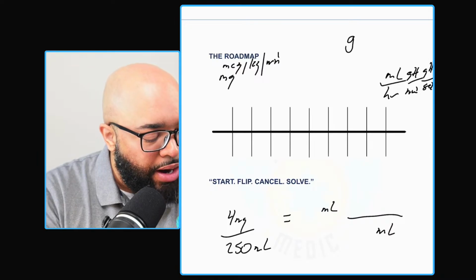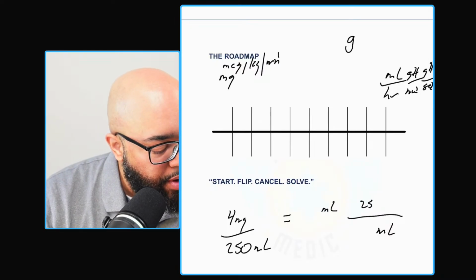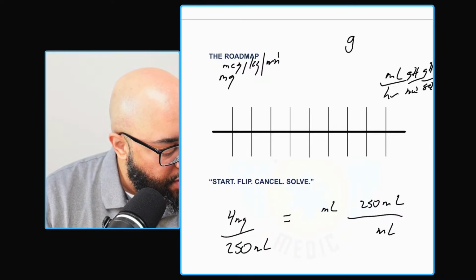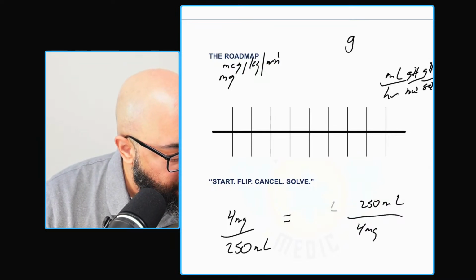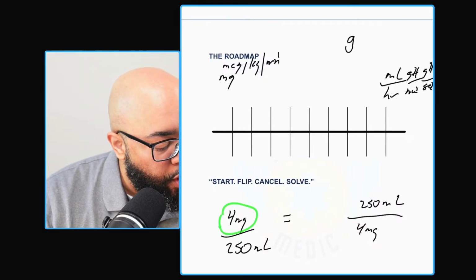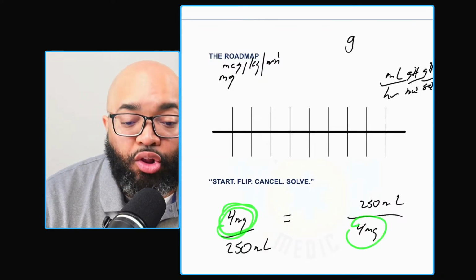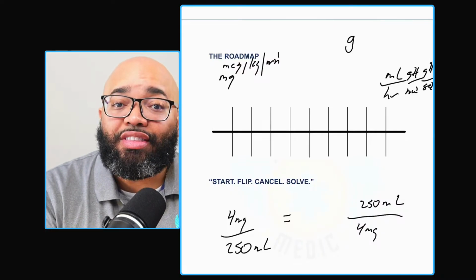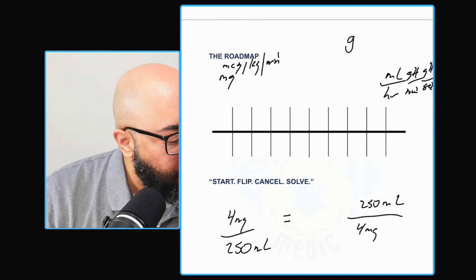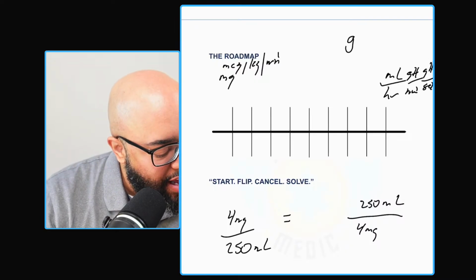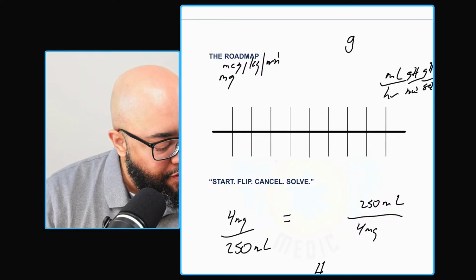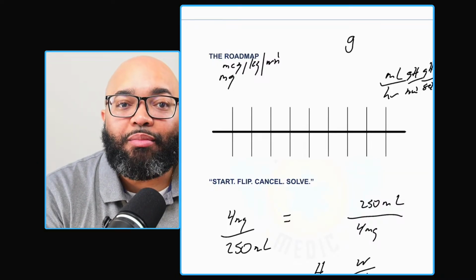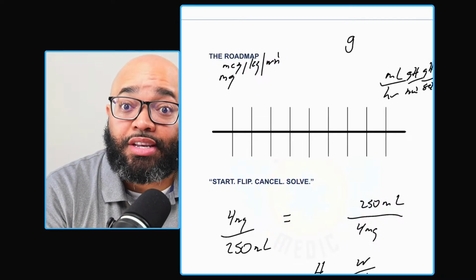Okay? Now, what I want you to see is if I write it 250 milliliters and 4 milligrams, whether I write it as 4 milligrams on the top or 4 milligrams on the bottom, they are the exact same relationship. Okay? So for instance, let's say you have husband and wife. Whether I write it as husband over wife or wife over husband, it doesn't really matter. That's the exact same relationship. Does that make sense? Okay?